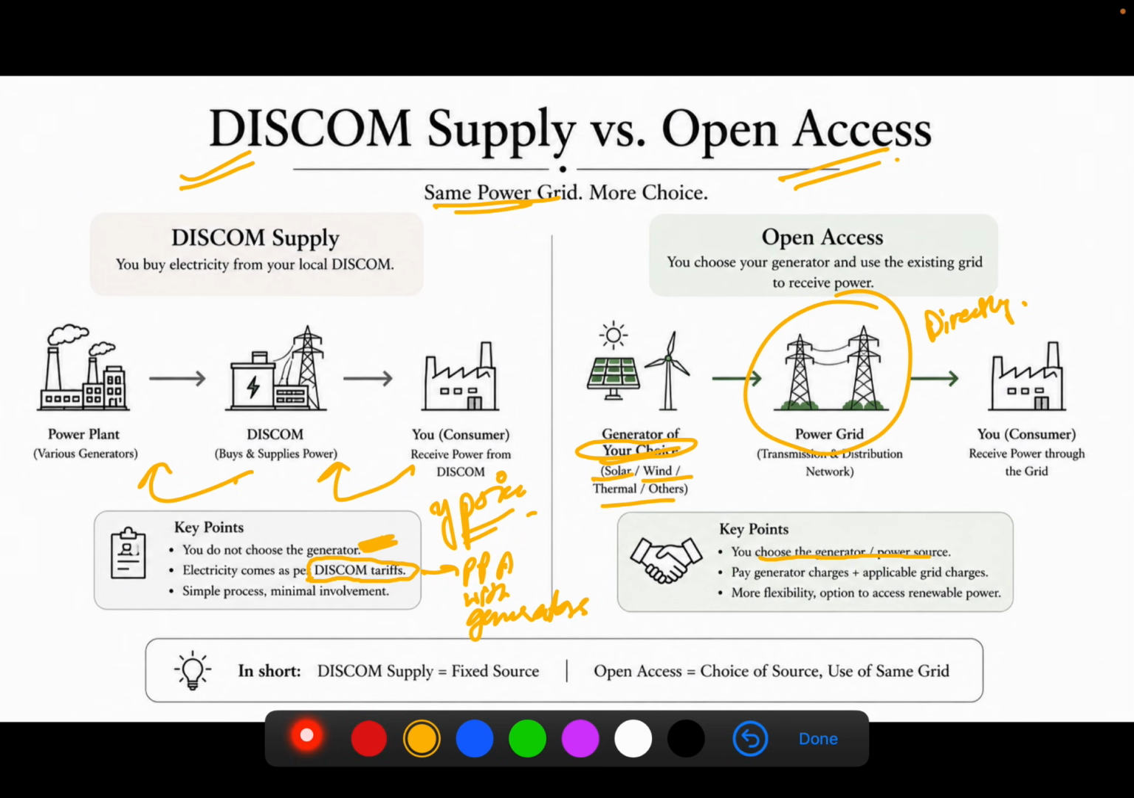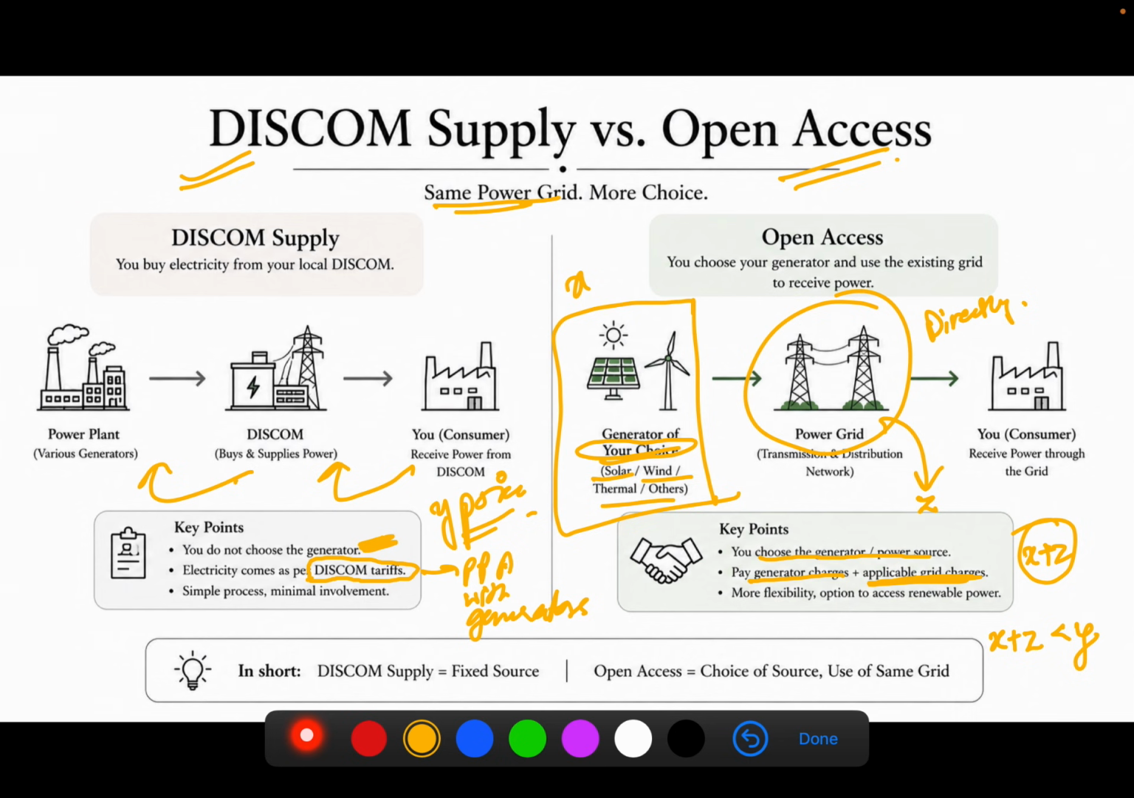However, in the open access, we pay the generator charges and applicable grid charges, because we are sourcing power from the generator, so it has X price, and because we are using the power grid, it has some price which, let's say, is Z. So here we are paying X plus Z. But why do we choose open access? We choose open access when X plus Z is less than Y, which is the DISCOM price.